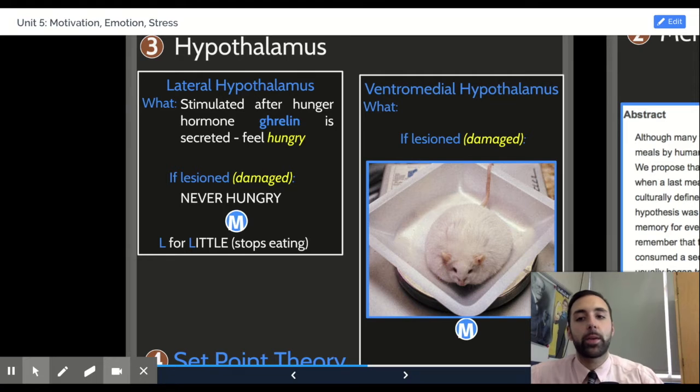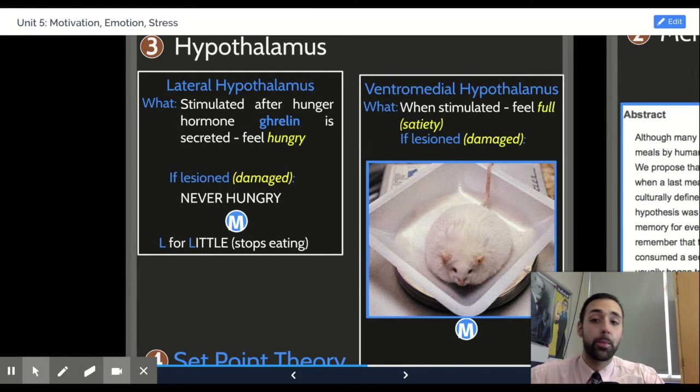As a mnemonic, when I look at the word lateral, I isolate the L in lateral, and I think L for little. This mnemonic only works if you remember what happens when the lateral hypothalamus is damaged. Well, you'd become very little because you'd stop feeling hungry, and we've seen this in studies using animals, that when the lateral hypothalamus is damaged, whether intentionally or through brain damage or a tumor, animals simply choose not to eat, or eat very, very little. Why? Because they never experience that physical sensation of hunger.